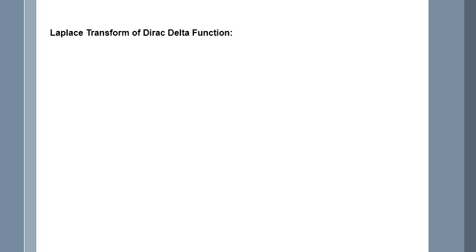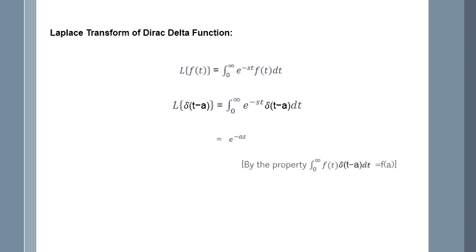The Laplace transform of the Dirac delta. Next we proceed to find L of f of t. By the definition of the Laplace transform, L of f of t is the integral from 0 to infinity of e power minus st f of t dt. So L of delta of t minus a is the integral from 0 to infinity of e power minus st delta of t minus a dt. Just by using the property which we proved previously, we get the answer as e power minus as. And that gives the Laplace transform of the Dirac delta function as e power minus as.